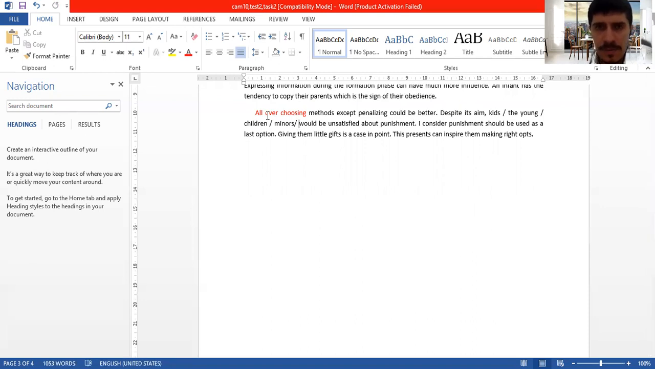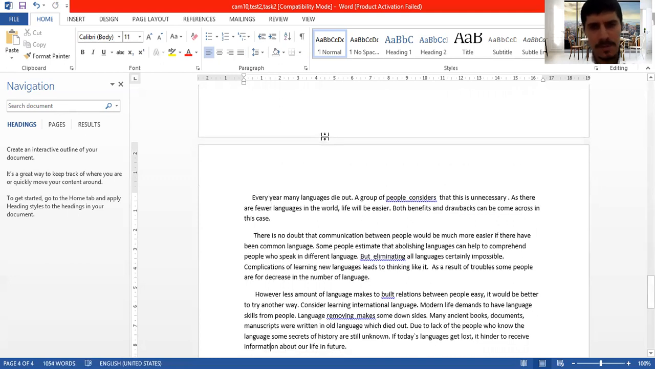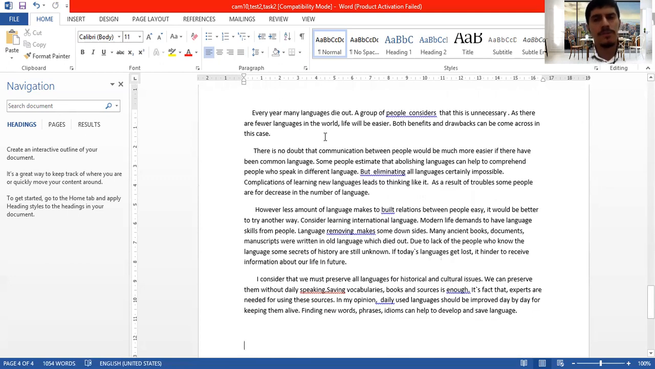I consider punishment should be used as a last option. Even on little gifts, or small gifts, we generally say small gift, is a case in point. These presents inspire them to make right decisions. Right decisions. Okay, nothing else. And this is, I believe, the last one. It's also on the same topic.